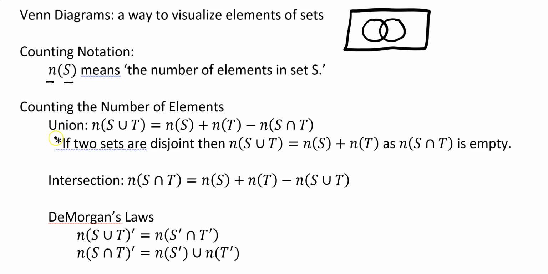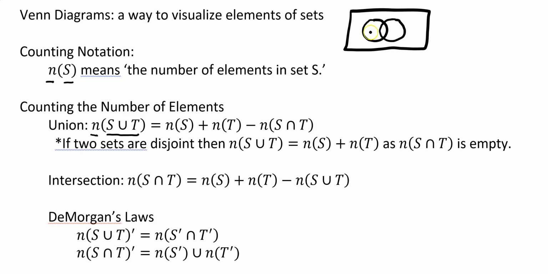Now, we're usually looking at the number that are in a union, or the number in an intersection of 2 sets, or maybe 3 sets. Let's first begin with the union. So the notation is the number in the union of S and T, and that happens to be equal to the number in S plus the number in T minus the intersection.